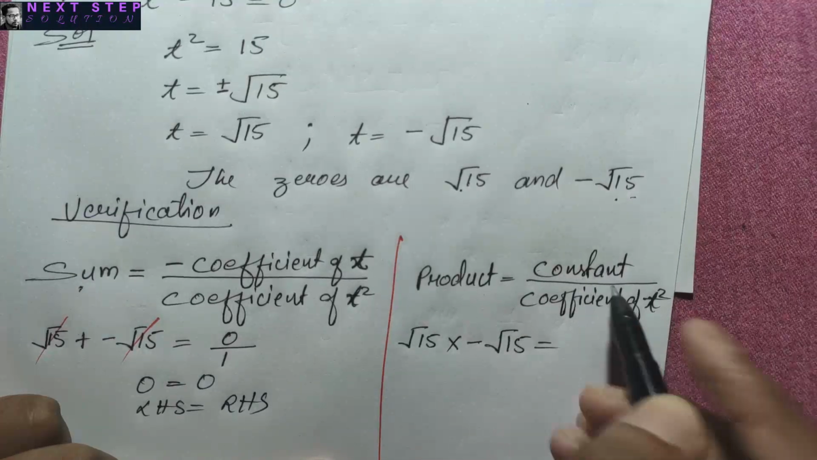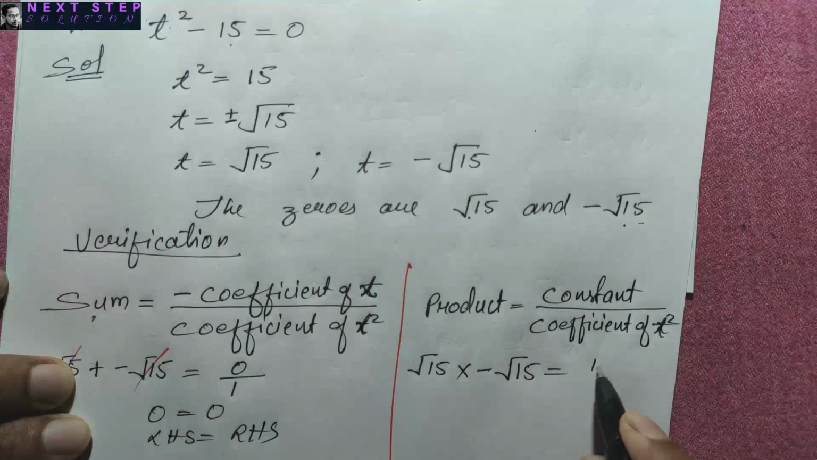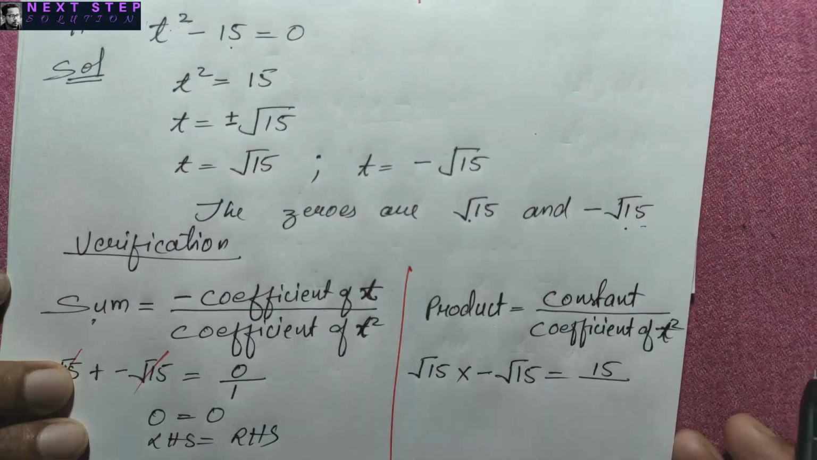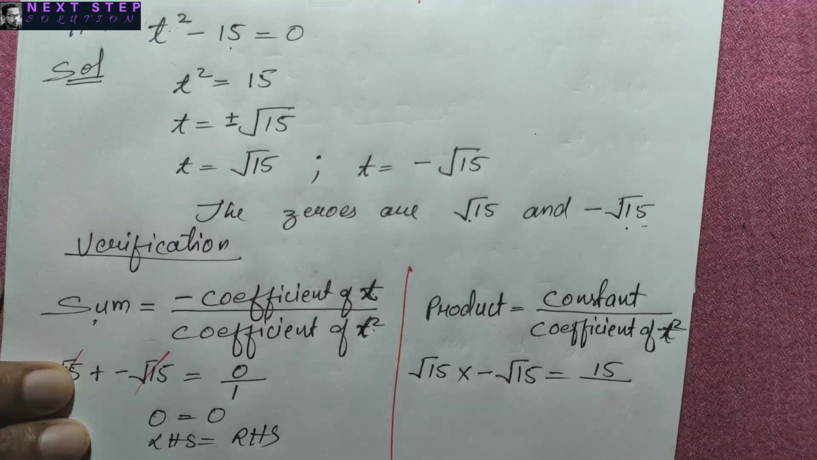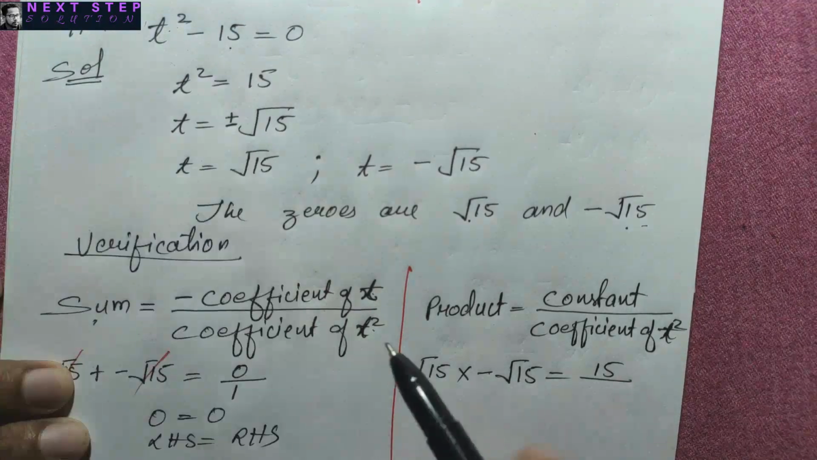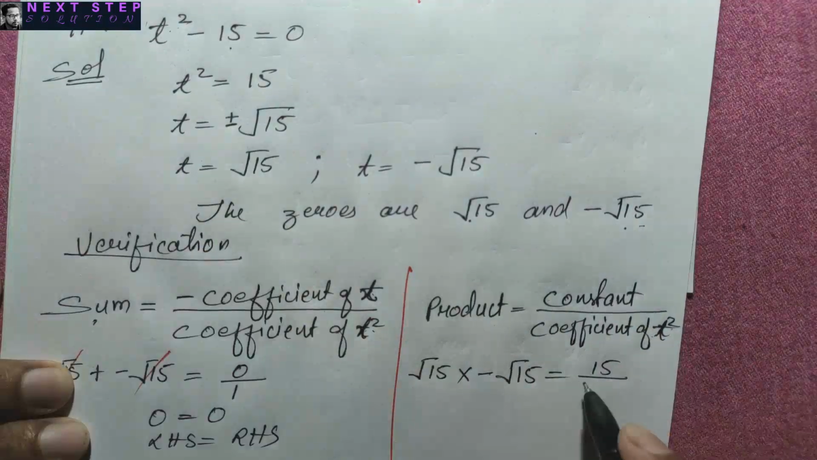Now coming to the product, we need to multiply root over 15 into minus root over 15 equals the constant term. What is the constant term here? The constant term is 15. So 15 by the coefficient of t square. Here I said x and x square because most questions are in x. Here we have t, so we have to write it as t square. Now the coefficient of t square is 1.